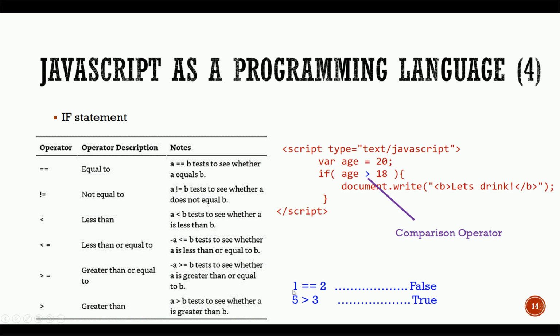So for example, 1 equal to 2, this expression will give the outcome false, and when it fails, it does not execute the code inside the if, and instead it will run the else block we have in the full version. And in the same way, 5 larger than 3 is true, so it returns the true value.